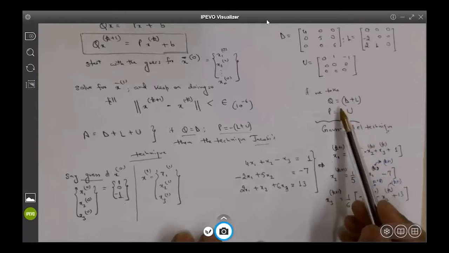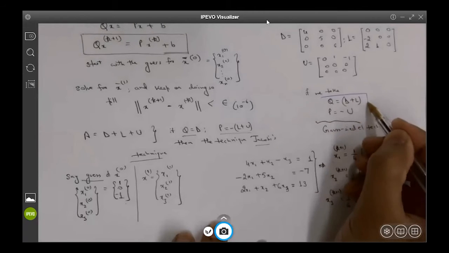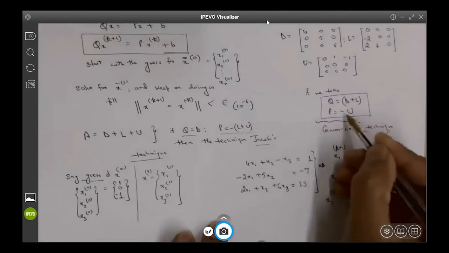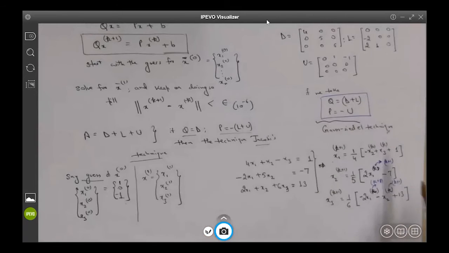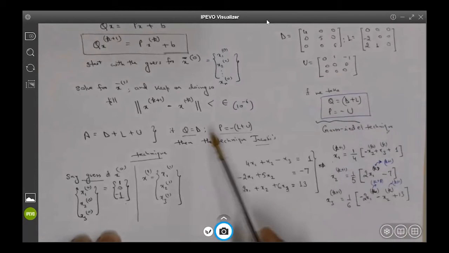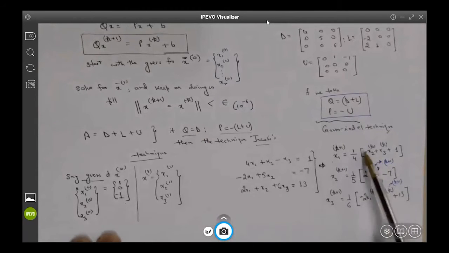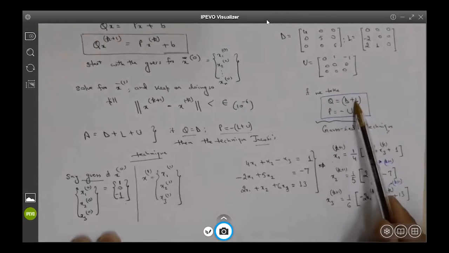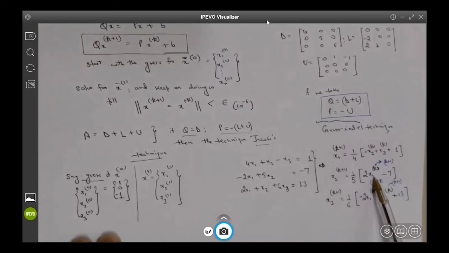This matrix form is basically the same thing as we are doing here. So Q is D plus L and P is negative U. I'm not showing you explicitly here. You can do it yourself, but if you use Q as only D, then I'm only using previous iteration values. x1 of k, x2 of k, x3 of k, everything will be on the right-hand side, everything from the previous timestamp. But if I use Q as D plus L, then on the right-hand side, all the available values from the current iteration can be used. So that is the difference between Jacobi's and Gauss-Seidel technique.